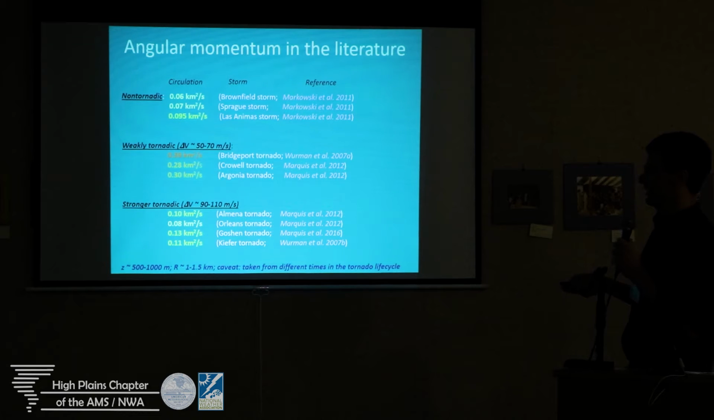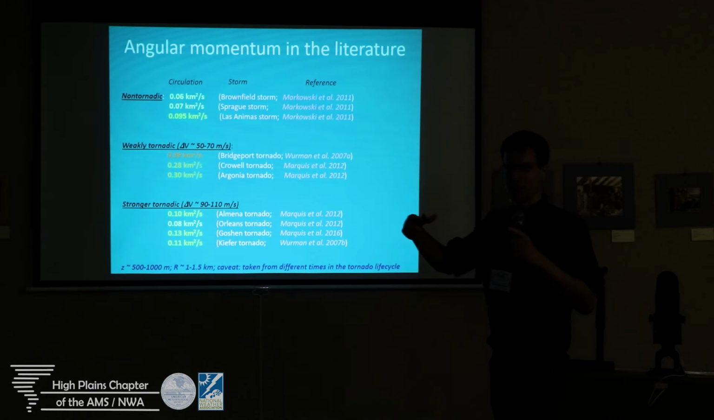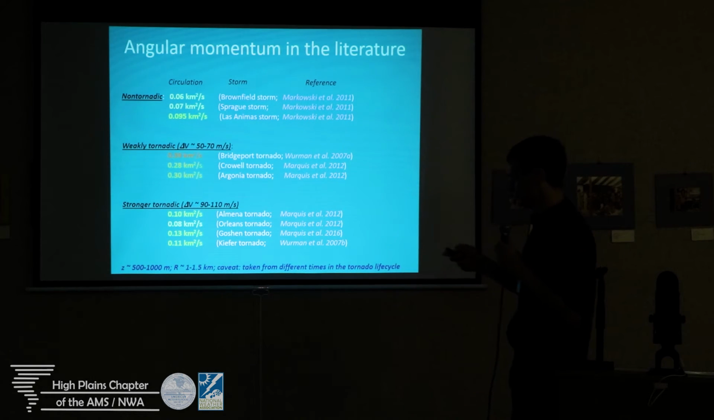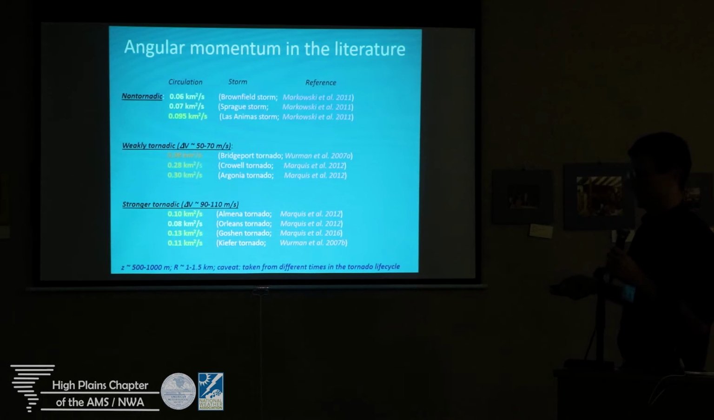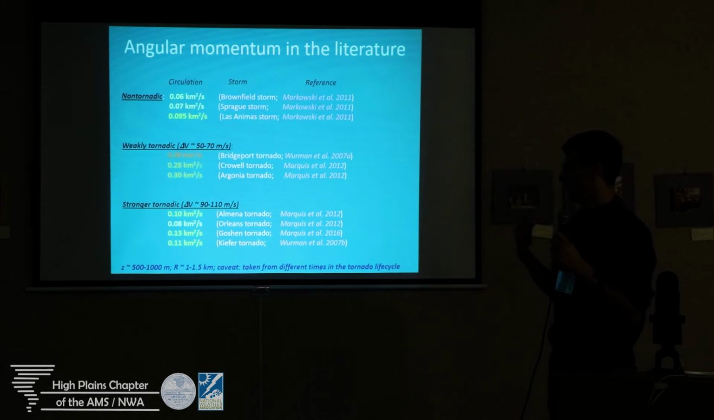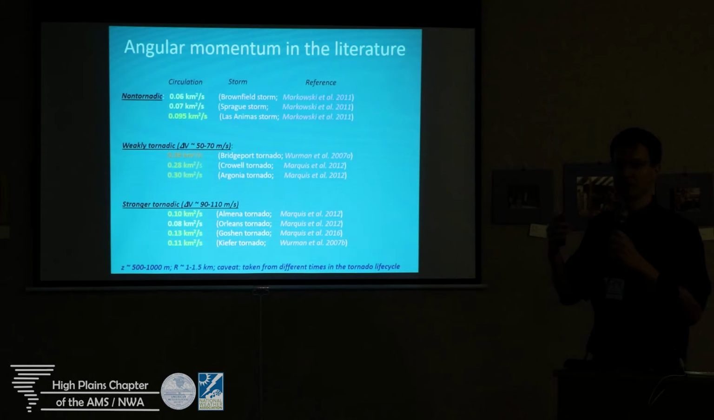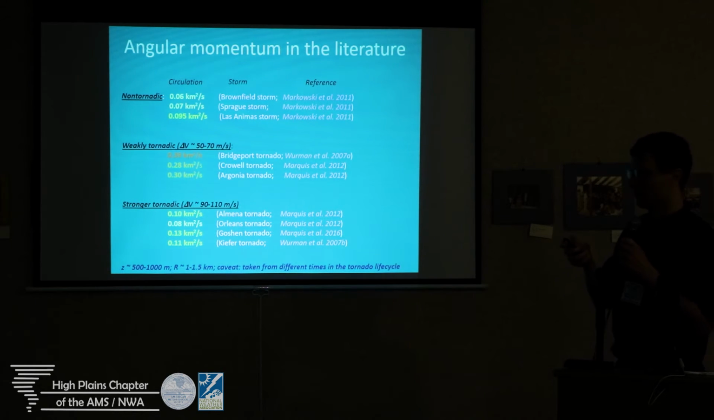So I tried to collate a bunch of values here based on heights that are roughly the same above the ground, 500 to 1,000 meters or so, and radius from the axis of rotation, maybe 1 or 1.5 kilometers. Ideally I'd be able to get all of these values at one time, representative of some process going on in all of the supercells, but everyone presents just what they have available. Some of these are from tornadogenesis time, some maybe after tornadogenesis time, or some average thereof.